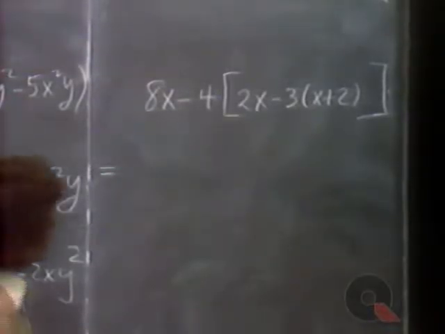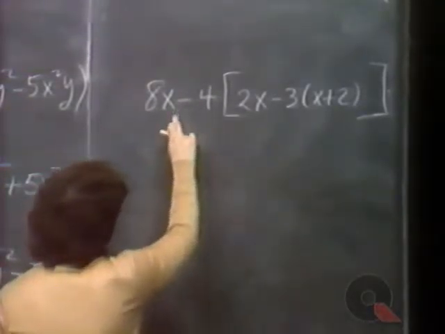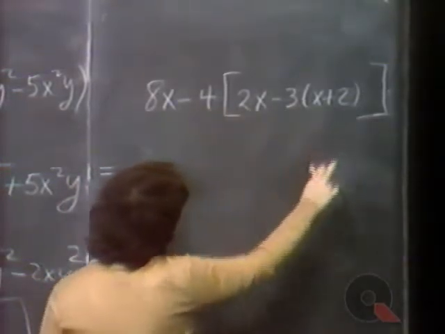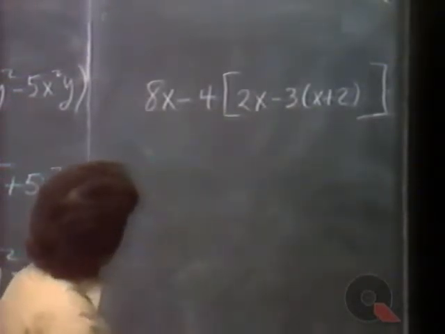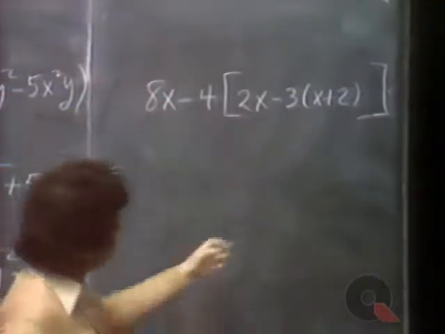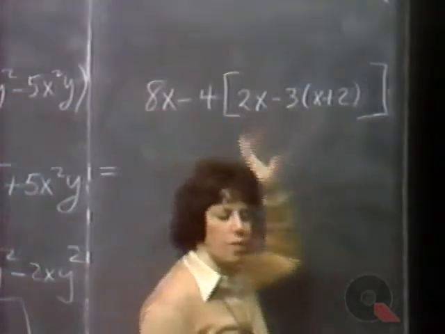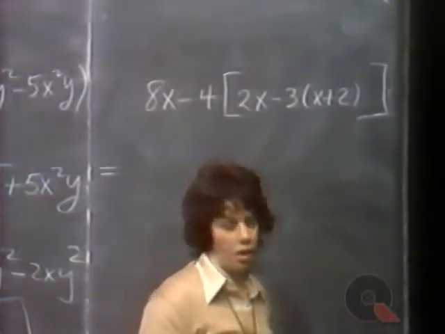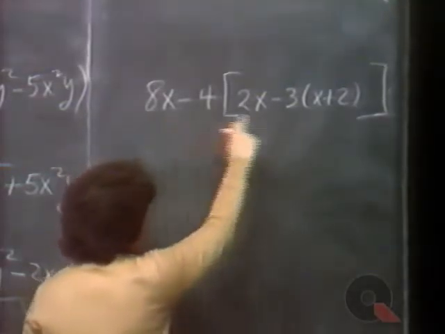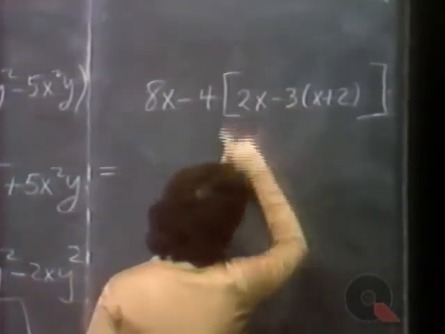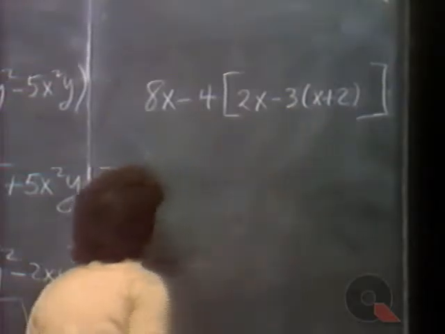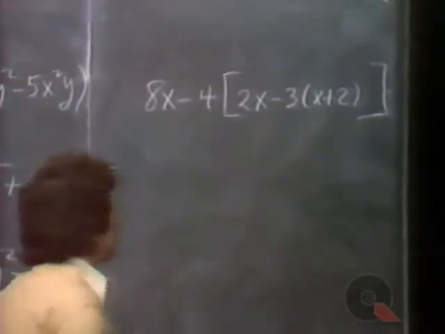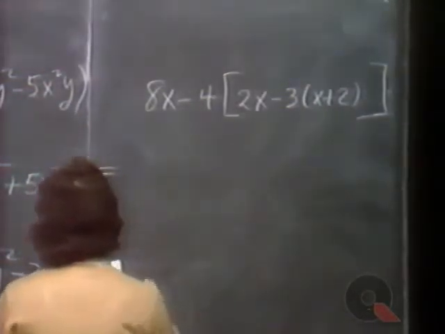Okay. Now, you can start by distributing the minus 4 through the brackets. However, I think in a more complicated problem like this, it might be a good idea to work from the inside out and try to simplify what's inside the brackets first. Okay, it's not the only way of doing it. You could distribute the minus 4. Okay, it's a little easier here if we work from the inside within the brackets, simplify what's in the brackets, and then worry about the minus 4.